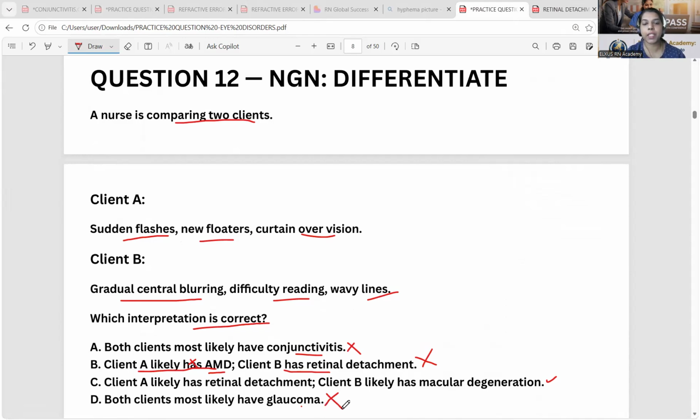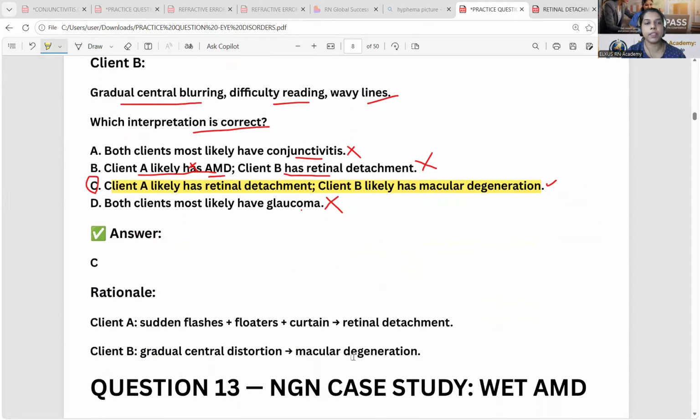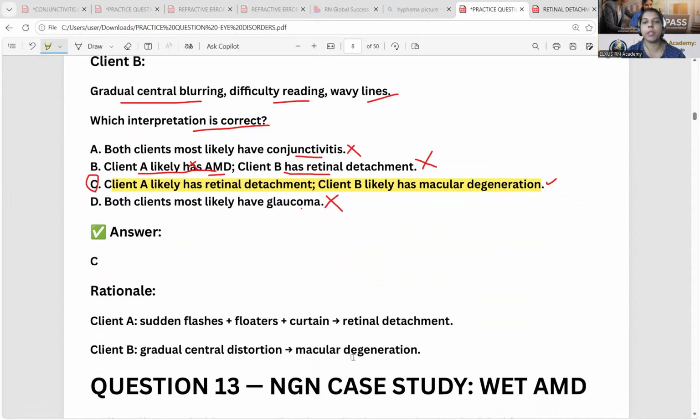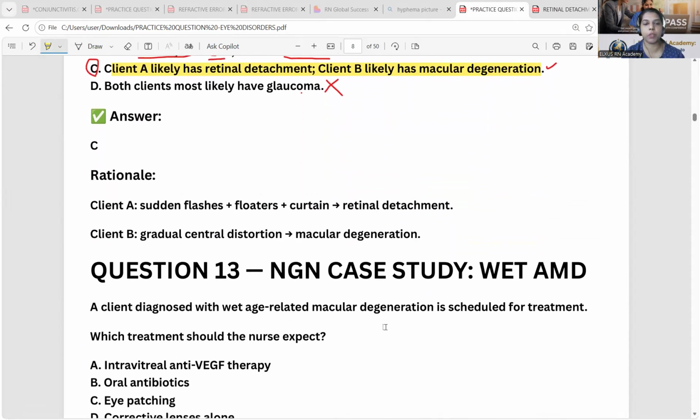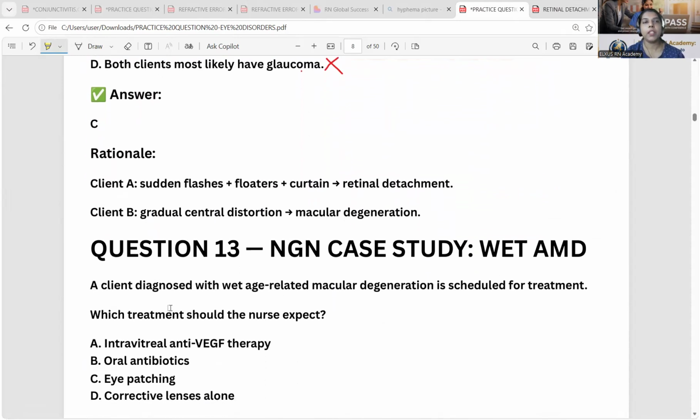So what can be the correct answer? Option C can be the correct answer here. We can check it. Okay, so I am marking it. Client A has retinal detachment, client B has macular degeneration. Yes, that is the correct answer, because macular degeneration causes central vision distortion, and sudden flashes of light, floaters, and a curtain are related with retinal detachment. Okay, and next question.